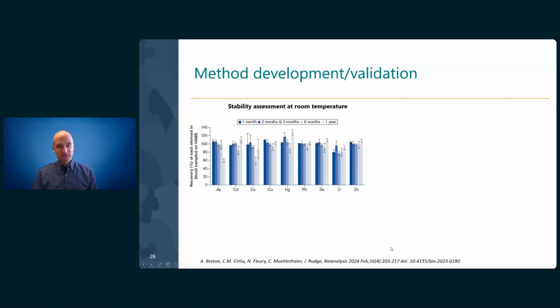Then the last parameter we assessed is the stability at room temperature. So we did it for 1 month, 2 months, 3 months, 6, and finally 1 year. Most of them are performing very well, very stable over time, even after 1 year. For some of them, you can notice some change, some variation, like for arsenic, for example, and cobalt.